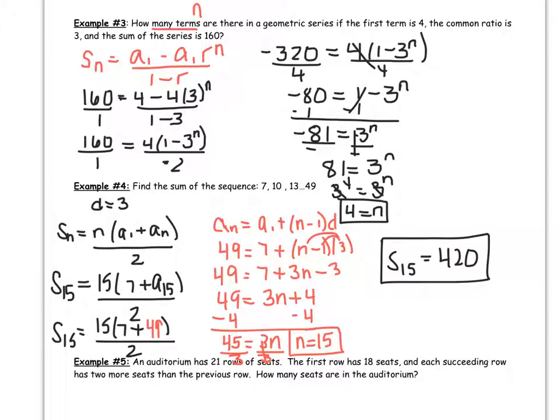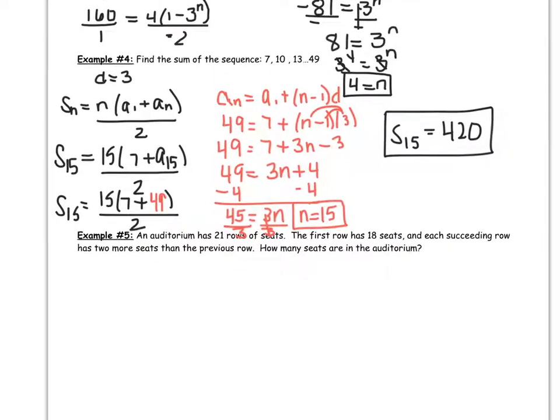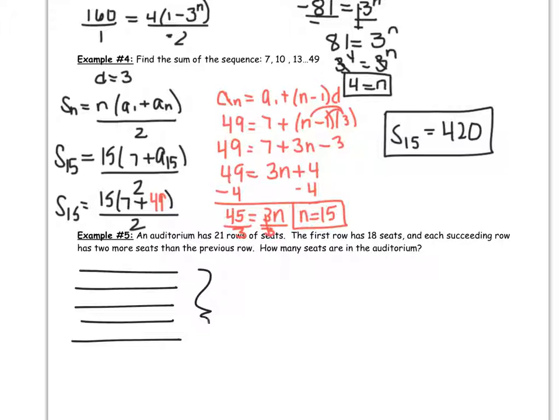Alright, let's move on to the last question. So it says an auditorium has 21 rows of seats. So if you think about it, we've got seat rows here, here, here, here, right? They all have 21 rows. And we say the first row has about 18 seats. And then it says each succeeding row, so each row thereafter, has 2 more seats than the previous row. So 20, 22, 24, and so on and so on. So they want to know how many seats are there in the auditorium.